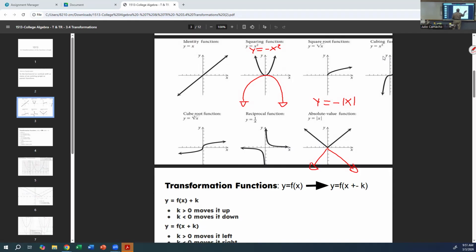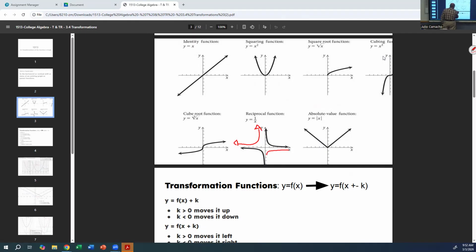And the last one, I can erase that. The last one, this reciprocal. What happens if it's negative? If it's negative, this guy will come this way, and this other line will come this way. That will be the negative. That will be y is equal to negative 1 over x.